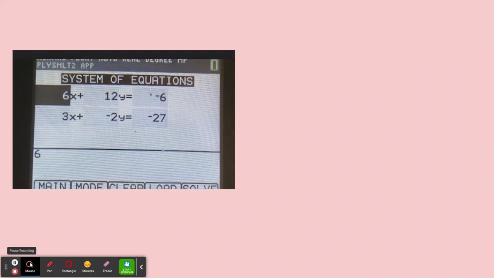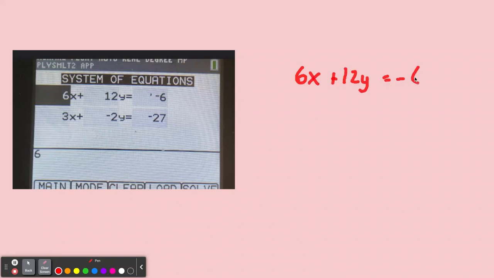You come to this screen. So let's write the equation here. We said that our equation was 6x plus 12y, and you can see I plugged it in, equals negative 6. And we had 3x minus 2y equals negative 27. It's very important that you keep the signs. When you put in the 6, you don't scroll over. You put in the 6 and you press enter. It's going to go to the next line here.